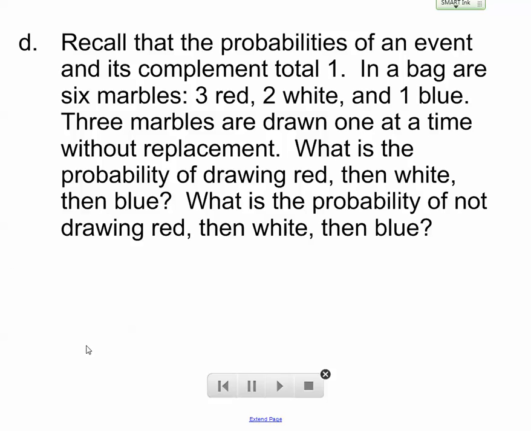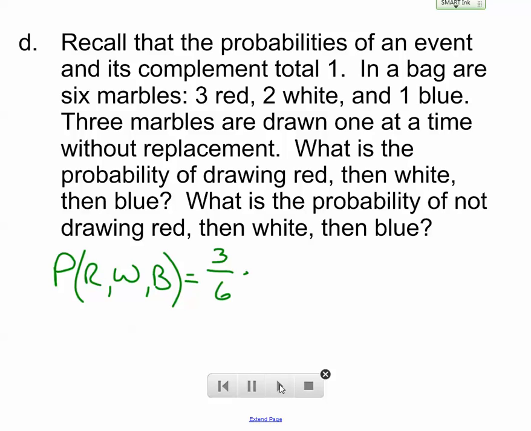Okay, so these are dependent events because every time we take a marble out and leave it out, we're changing the odds on the next draw, as opposed to if we put it back in the bag and the probability remains the same. So we want to know the probability of drawing a red, a white, and then a blue. So what we're going to do is multiply the probability of each event by each other. So the probability that we draw red on the first draw, there's 3 red marbles in there out of 6 total marbles.